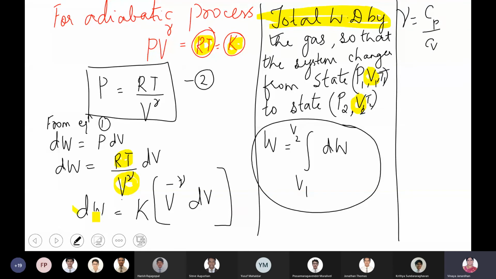What is dW? dW is nothing but the work done by the gas in moving the piston a very small distance dx, so that the gas undergoes a very small change in volume. Only thing is that during this process, we consider the temperature remains a constant. Please understand, during this very small process the temperature remains almost constant. That is what we need to consider. Okay, now you substitute, boys.